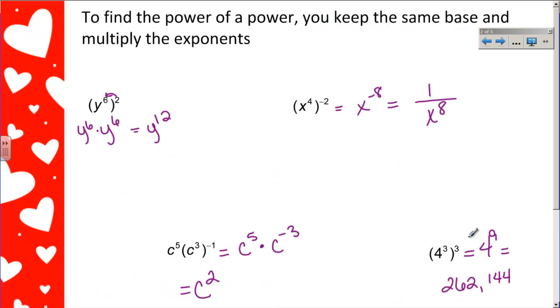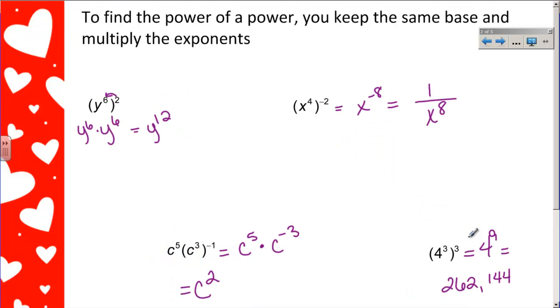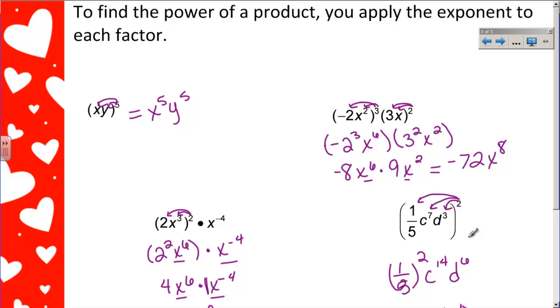If you have a power to a power, so you have something in parentheses taken to a power, you just multiply the exponents. And if what is in parentheses happens to be a product of more than one thing, you distribute that exponent to everything. So this and this are pretty much the same rule. You just have to remember that if it's a product in parentheses, that everything gets the exponent, not just the last thing you see.